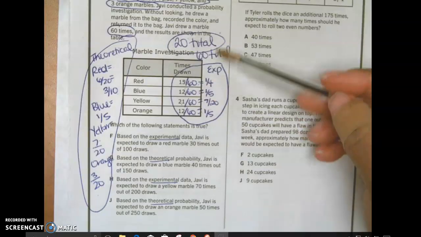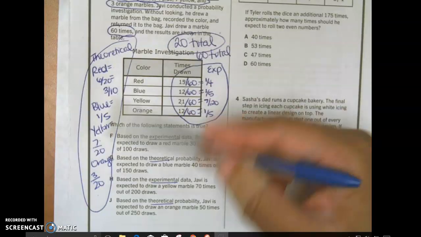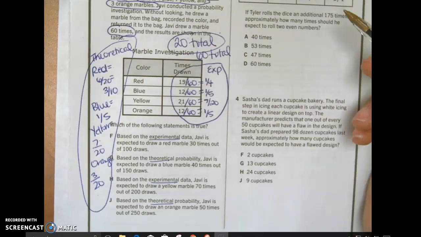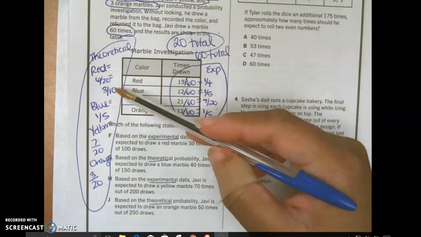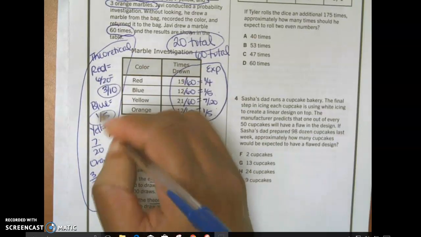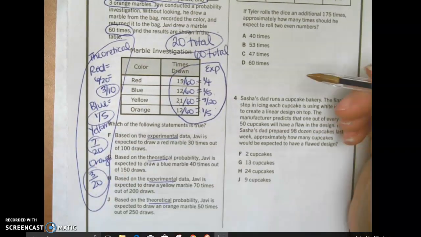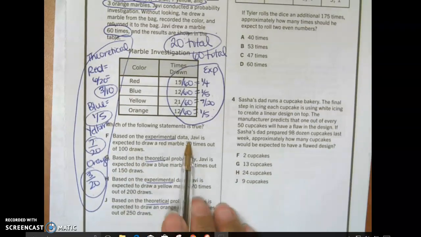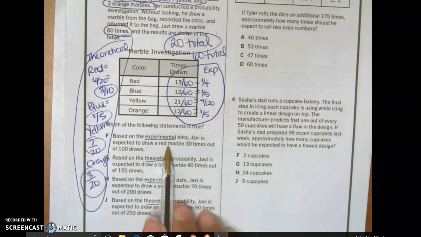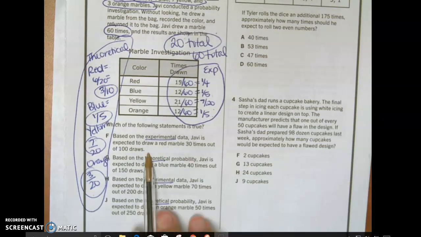Which one of these in the experimental probability matched the theoretical probability? Look at the fractions right here, right here, right here, and here. And then 3/10, 1/5, 7/20ths, and 3/20ths. There were 2 of them that matched. 1/5 and 7/20ths. So the blue and the yellow matched.